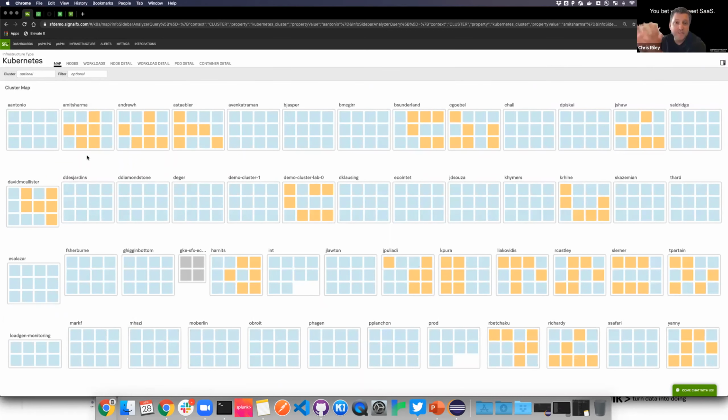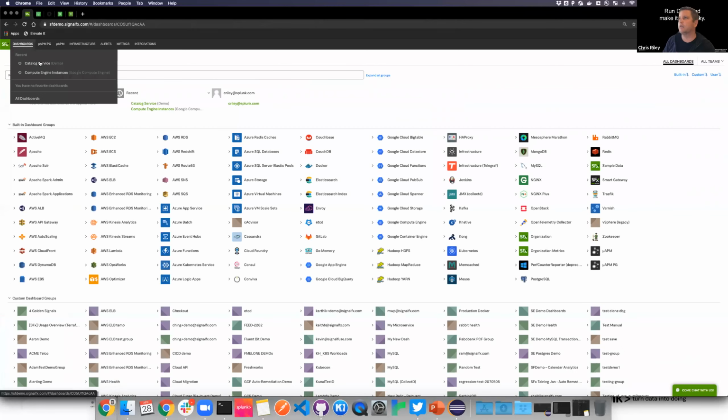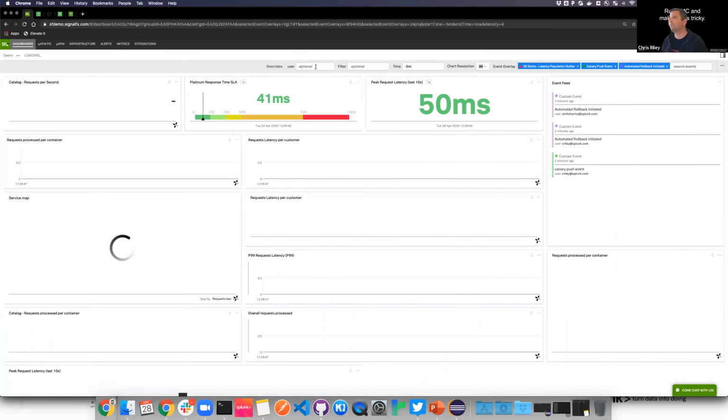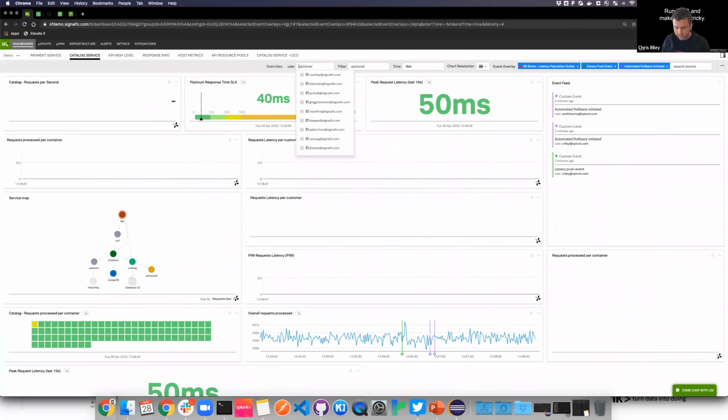So I'm going to go to my catalog service. And like I said, this dashboard is going to show your standard metrics.